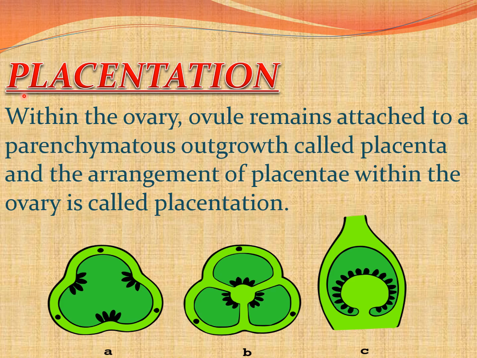Next, let us concentrate on placentation. That is where ovules are arranged. Within the ovary, ovules remain arranged on the placenta. And the arrangement of placenta within the ovary is called placentation. You can see there are different types of placentations. The ovules are attached to the ovary on this placenta. The arrangement is of various types, a different type in A, B and C.